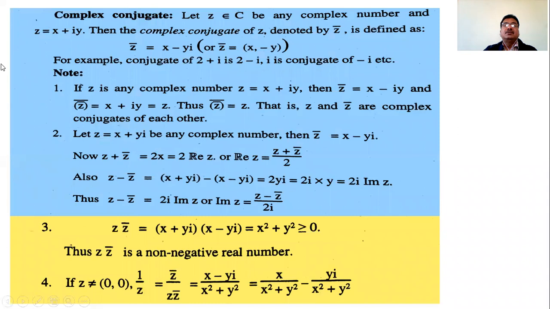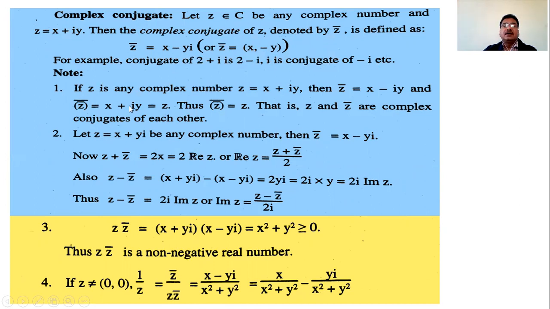So complex conjugate: if z is the number x plus iy, then its conjugate is denoted by z bar, and it is x minus iy. In the form of ordered pair, z is suppose the ordered pair (x, y), then z bar is (x, minus y), called the conjugate. That is, 2 plus i, its conjugate is 2 minus i, and vice versa. That is, 2 minus i is the number, then its conjugate is 2 plus i. Conjugate of i is minus i, and so on.